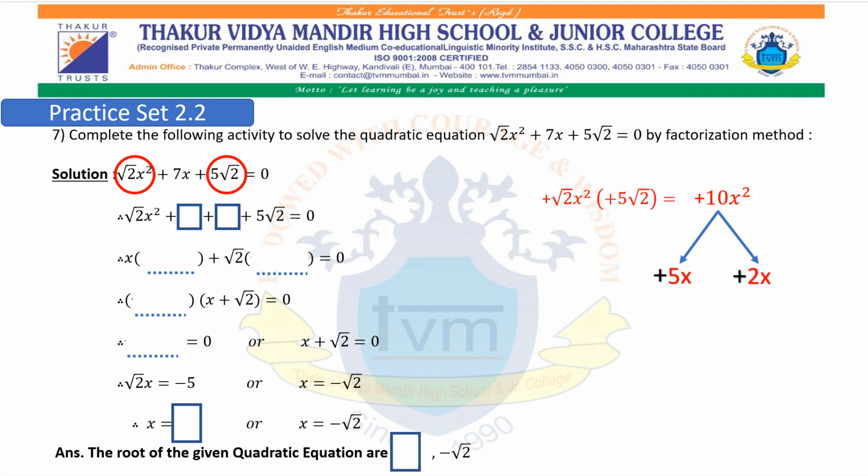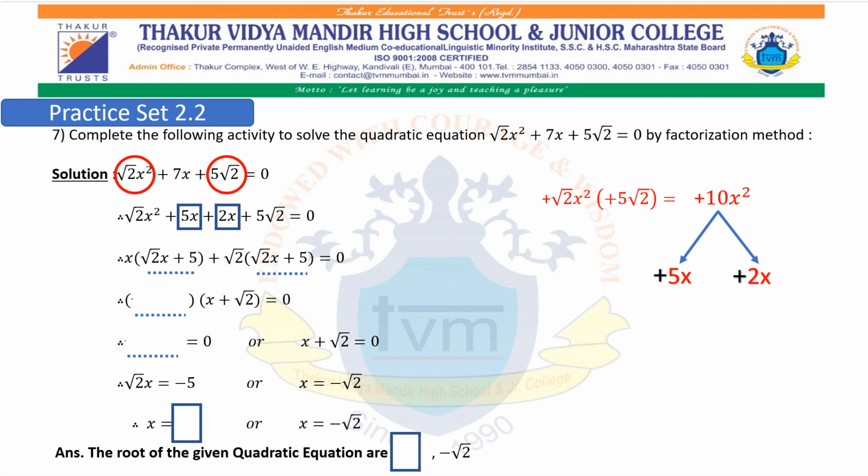In the first box, we will write the value of 5x. In the second box, we will write the value of 2x. Now we will take the common from the first and the second term. It will be x common. Uncommon value will be written in that bracket. It will be root 2x plus 5. Now we will take the common from the third and the fourth term. Root 2 they had taken common. Uncommon values are root 2x plus 5.